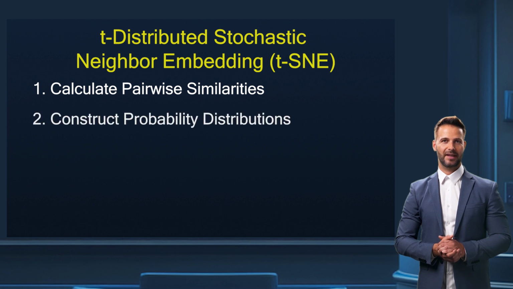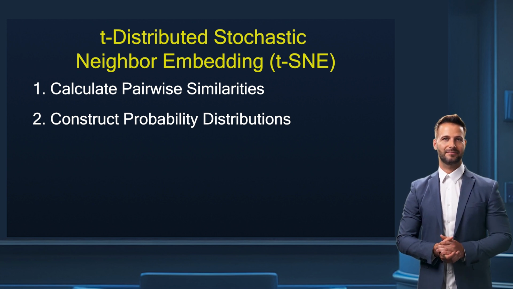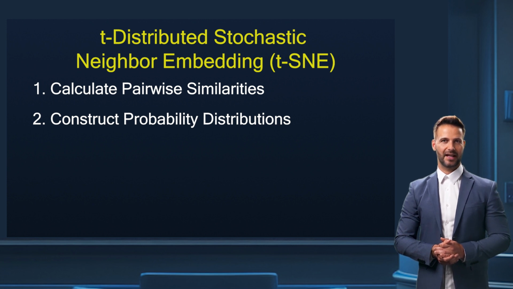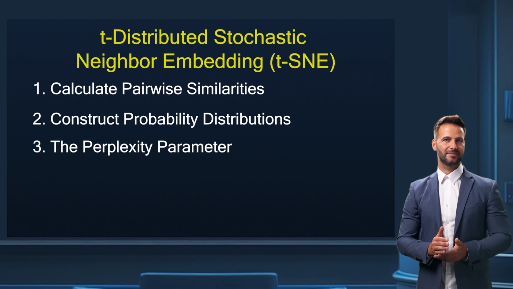2. Construct probability distributions. Create a conditional probability distribution for each data point where the probability of selecting another point as a neighbour is based on their similarity. This is often done using a Gaussian kernel where points closer to a given point have a higher probability of being considered its neighbour. 3. The perplexity parameter.